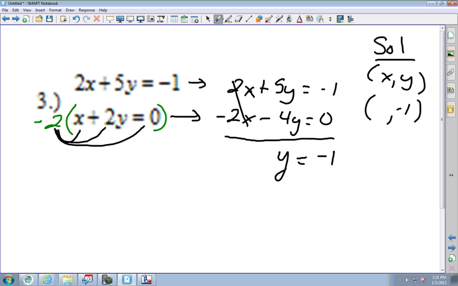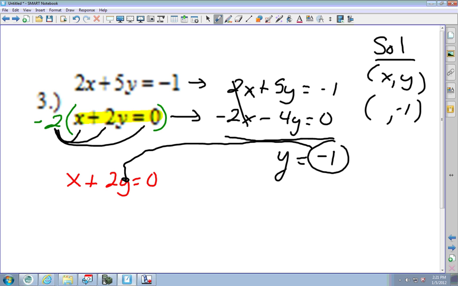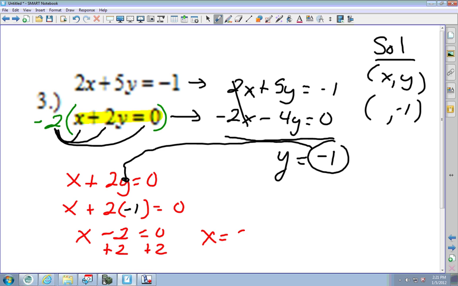Okay, choose one of the two equations. It doesn't matter which one. I'm going to choose one of the original ones. I'm going to choose this one because it doesn't have as many numbers with it, but it's not that big a deal. I have x plus 2y equals 0. Y is -1, so I'm going to put this in here. I get x plus 2 times -1 equals 0. X, and then I've got 2 times -1, which is -2, equals 0. Add 2 to each side. X equals 2. My solution is 2, -1.